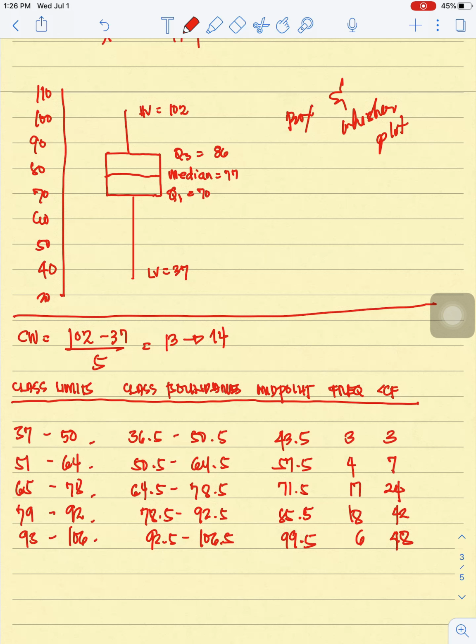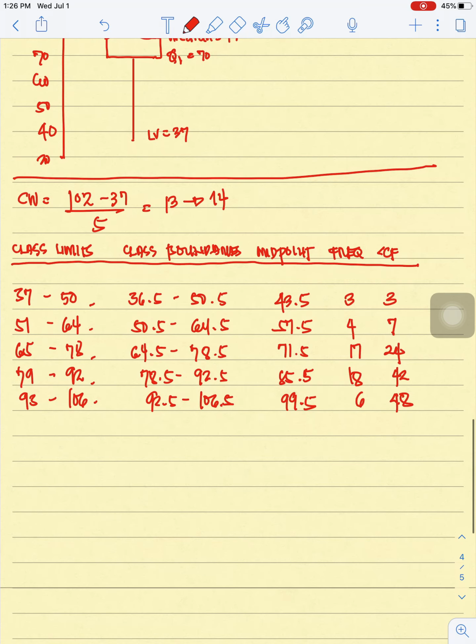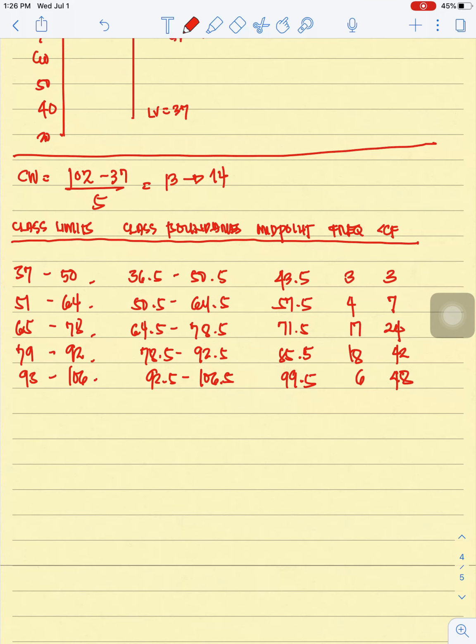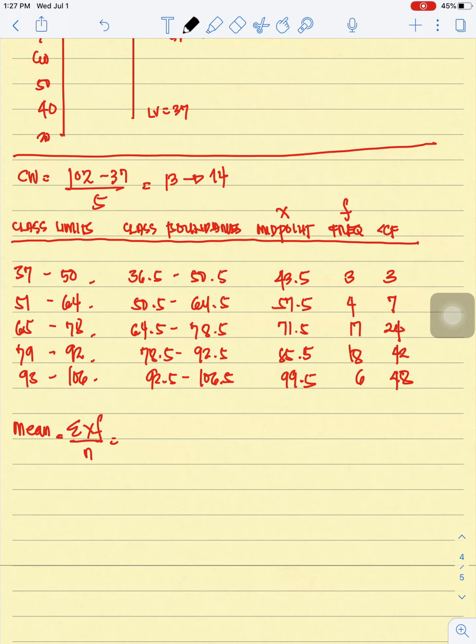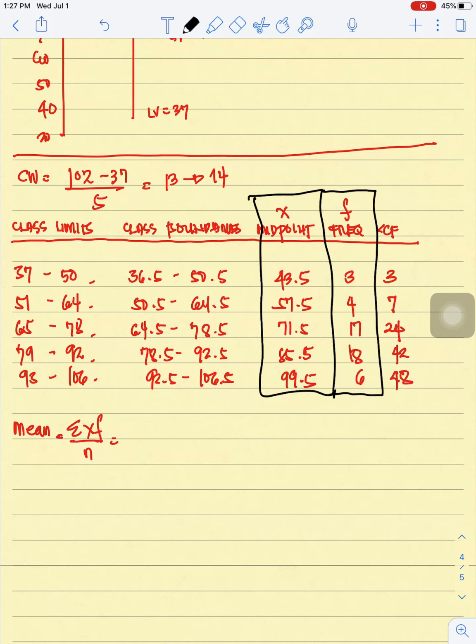Okay, then next we can now compute for our mean. For our mean, we have the summation of xf over n. Our x is the midpoint and our f is the frequency. Let me change the color of my pen. Okay, this is our x values and this is our f values.